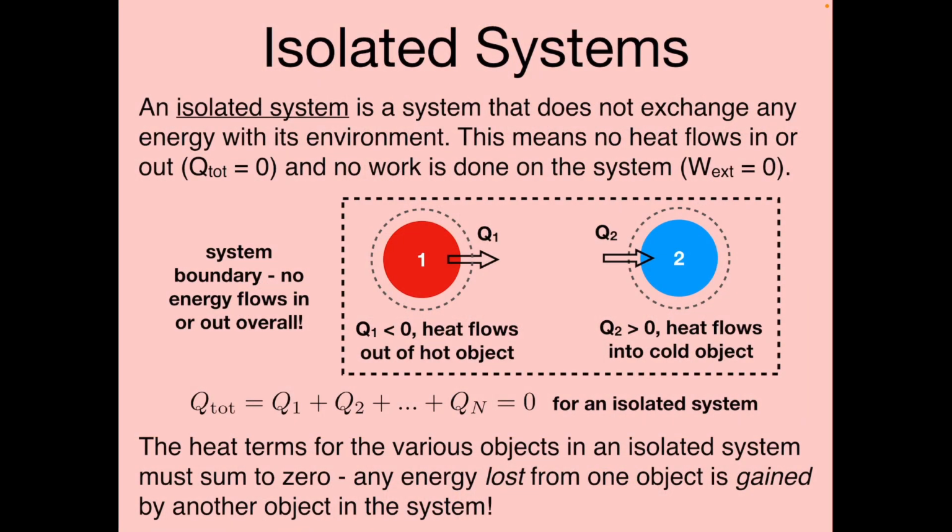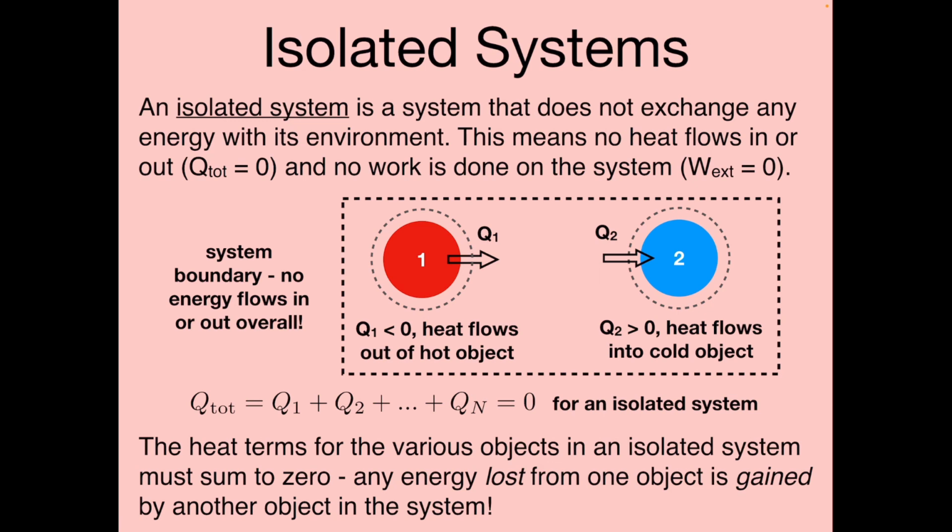And that takes us to isolated systems. An isolated system is any system that does not exchange energy with its environment. And this means a couple things. First, no heat flows into or out of the system, so Q is equal to 0 for the system as a whole. And also, no work is being done on the system by any sort of outside force. So W is also equal to 0.